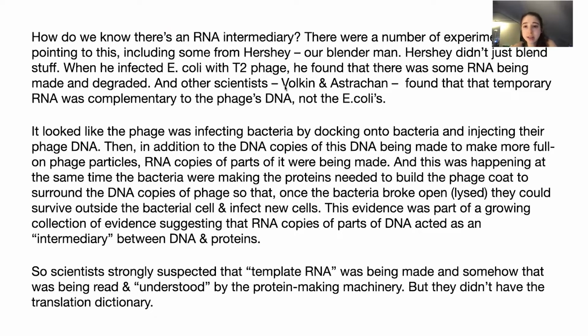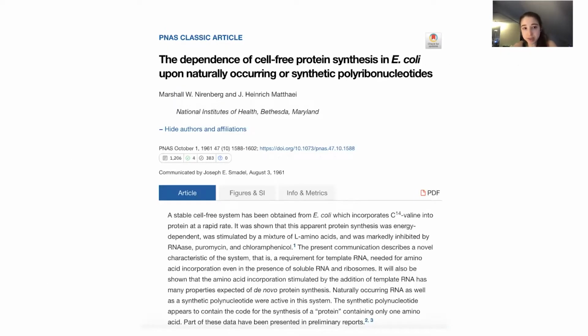And other scientists, Volkin and Astrachan, found that the temporary RNA that was made was complementary to the phage's DNA and not E. coli's. So the phage was getting the E. coli to make more phage nucleic acids, and this nucleic acid was RNA, and it was temporary. So this was some early evidence of the existence of messenger RNA. So basically, scientists strongly suspected that template RNA was being made and somehow read and understood by the protein making machinery, but they didn't have the translation dictionary. And so this is where these experiments come in.